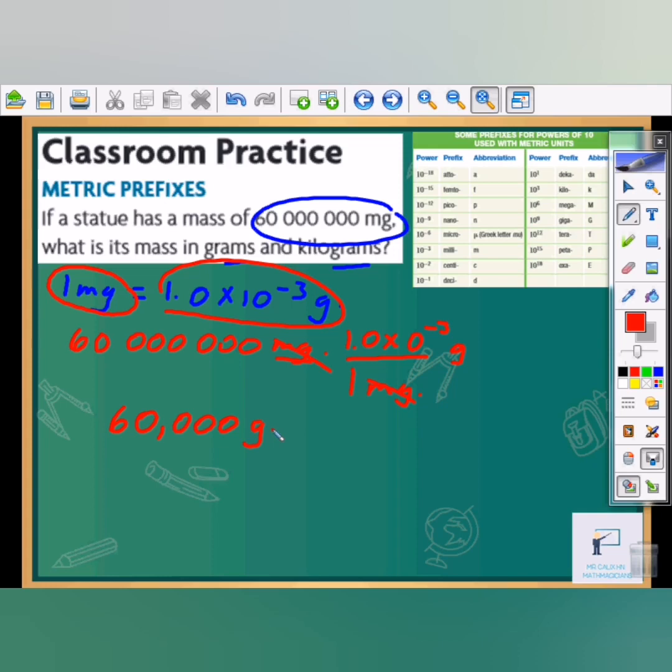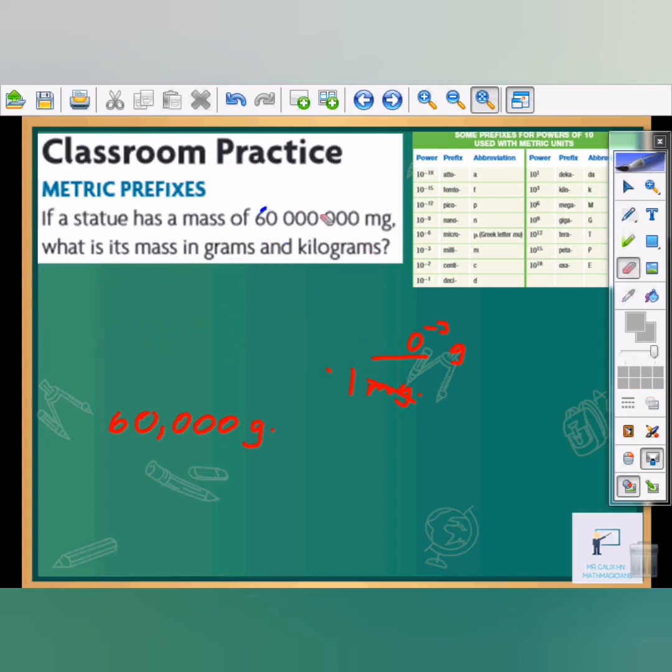For that, I'll erase this and we will make the conversion now to kilograms. Okay, we know that is 60,000 grams. So we had 60,000 grams. Now, the conversion of 1 kilogram is equal to 1.0 times 10 to the 3 grams. So this is our conversion.